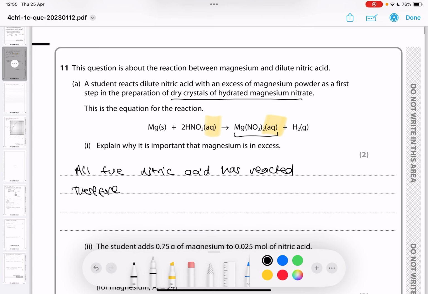Therefore, the products or the solution contains only magnesium nitrate, because otherwise, if you didn't fully react it, there will also be nitric acid in the solution.